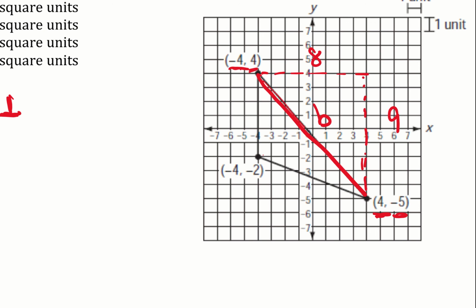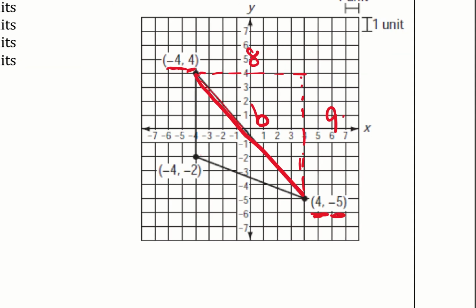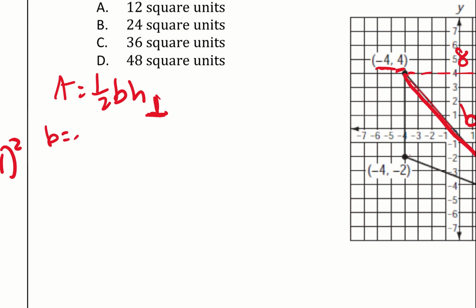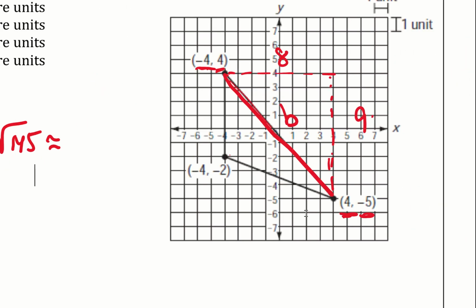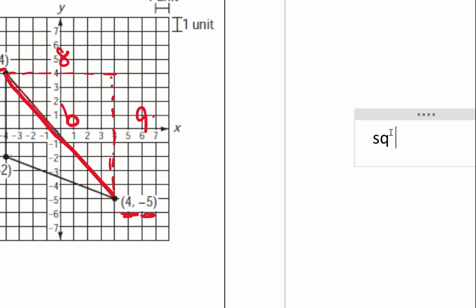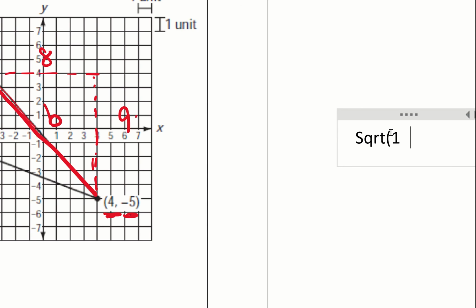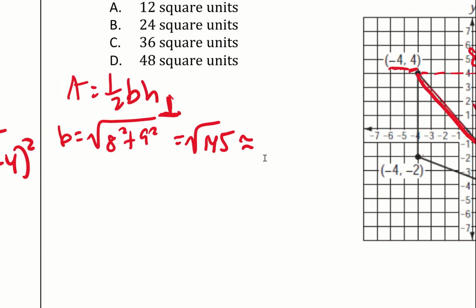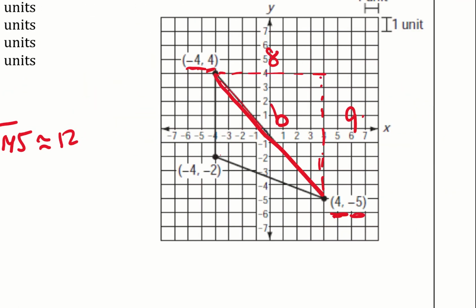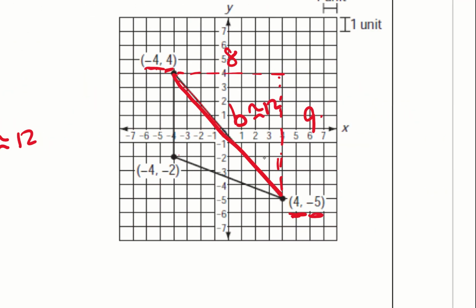Okay, so then the distance is the square root of 8 squared plus 9 squared for B. So B can be found pretty readily. Square root of 8 squared plus 9 squared is the square root of 145. I'm going to start doing all of these as decimals, because if I do not, it's going to be very calculation intensive, and we don't really want that for a problem that's already complicated as it is. So you get 12.04, so it's approximately 12. I'm just going to round it.